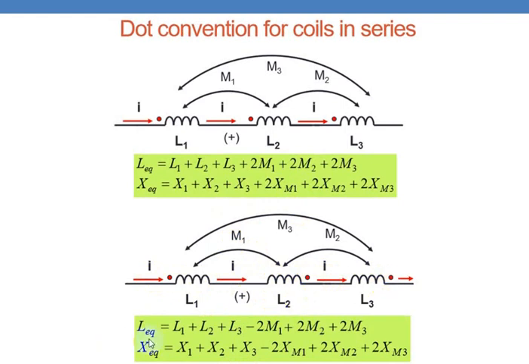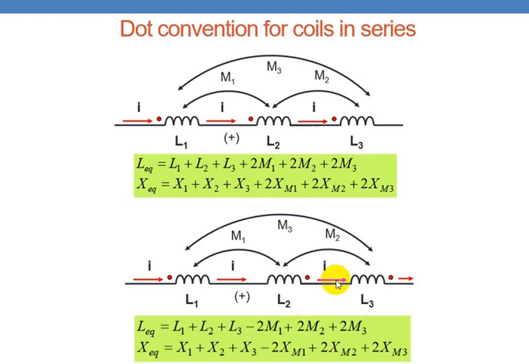So now let us write the equation. L equivalent will be equal to L1 plus L2 plus L3. Then we have to determine the polarity of the mutual inductance voltages. M1 is the mutual inductance between coil 1 and 2. But you see the current in this case is entering the dotted terminal, in this case it is leaving the dotted terminal. So therefore, since in one coil it is entering and in another coil it is leaving, you have to write it as minus 2M1.